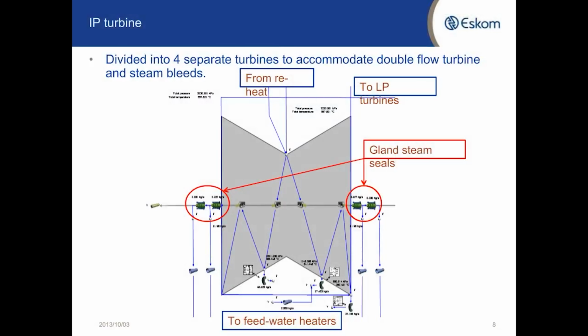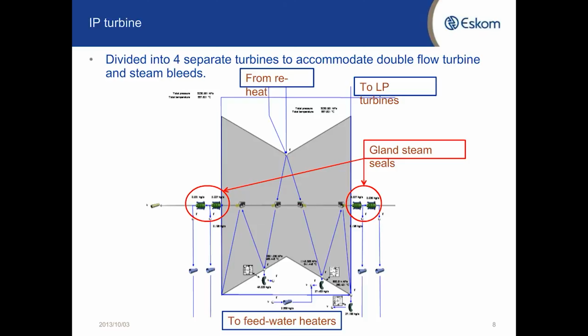And there you can see the 4 separate turbines, with the steam coming in from the reheat in the middle, going through the first 2 turbines, and then down there are 2 orifices where the HP steam bleeds are, and then going back to the second stage of the turbine.